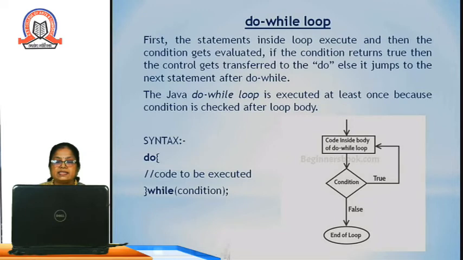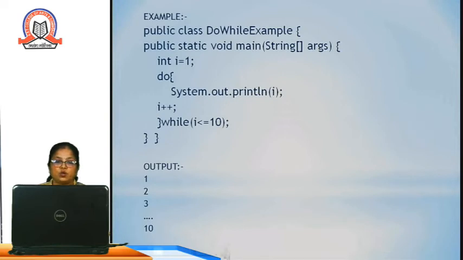The second loop is the do while loop. First the statements inside the loop execute and then the condition gets evaluated. If the condition returns true, then the control gets transferred to the do, else it jumps to the next statement after do while. The Java do while loop is executed at least once because the condition is checked after the loop body, that you can see in the flow chart. First the statement will print, then it checks the condition. This is the example of the do while loop. In this example also we are printing the natural numbers from 1 to 10.